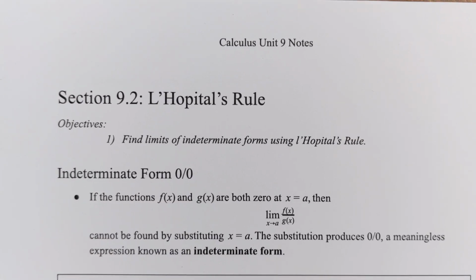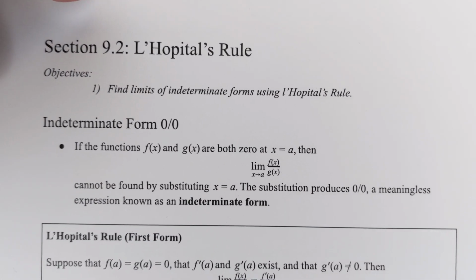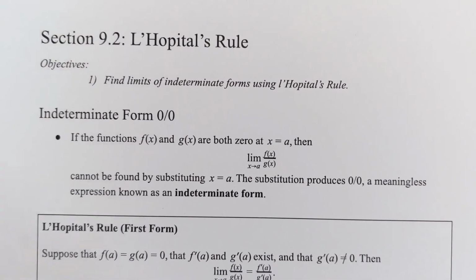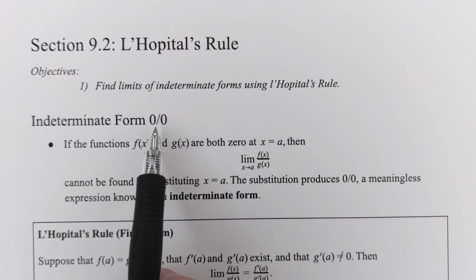Here are the notes for section 9.2, L'Hopital's rule. L'Hopital's rule is used to find limits of an indeterminate form. There are a couple of indeterminate forms, the first of which is 0 over 0.